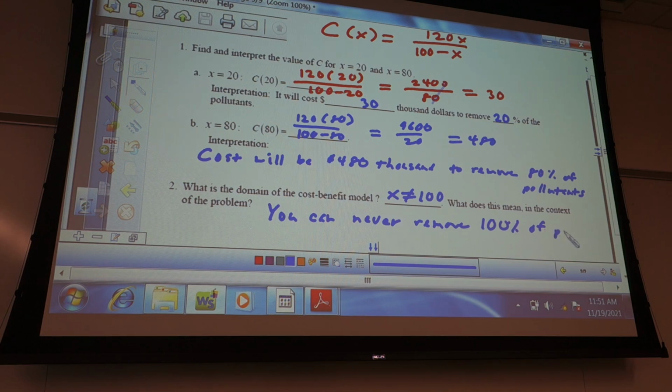I think it more means you can't take out more than what's in there. Once you take it out, it's fully clean. You can't go over 100%. Well, you can't even hit 100%. You can never remove all of them. It's impossible because your function would blow up. It would be infinite. It would cost you infinite dollars to remove 100% of the pollutants.